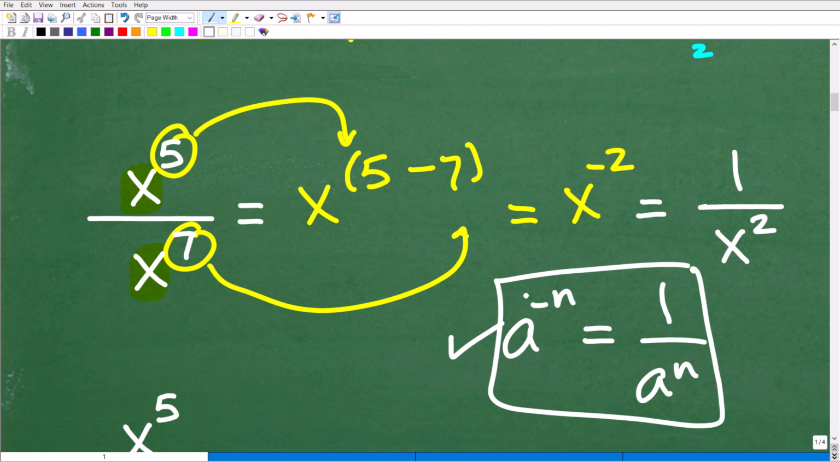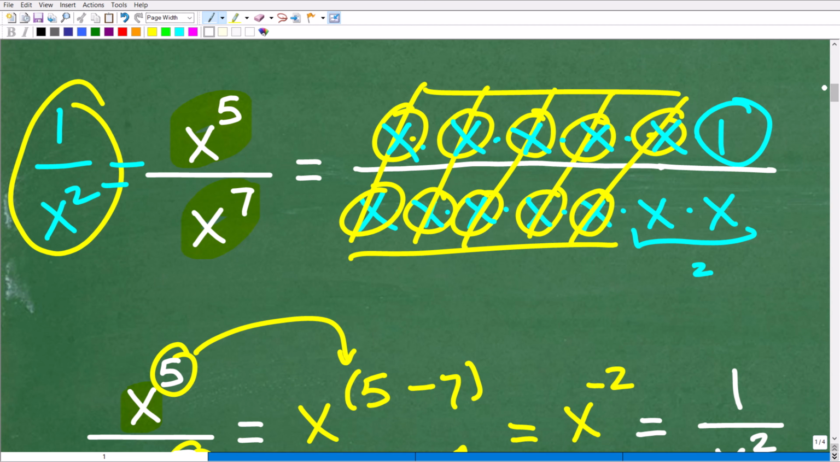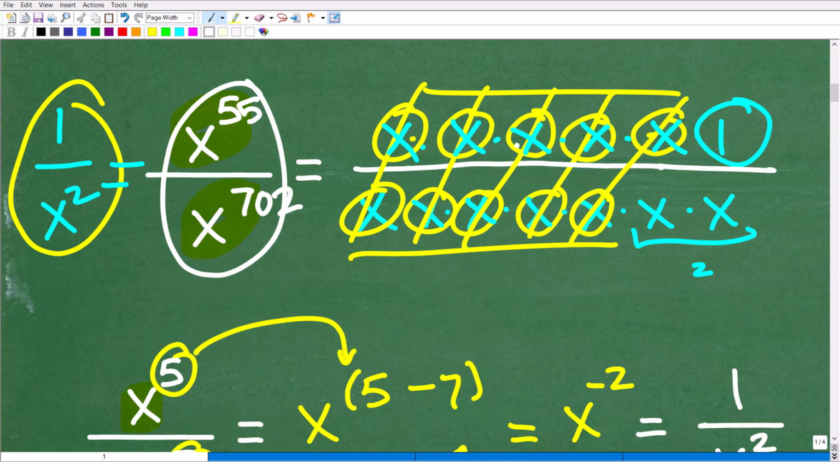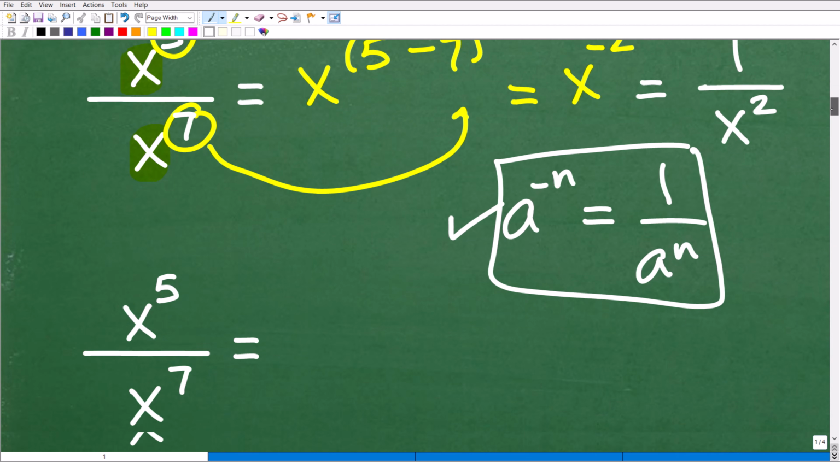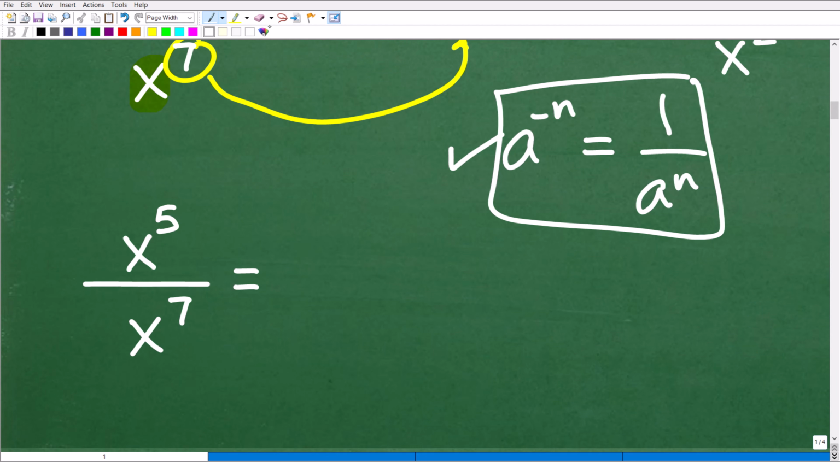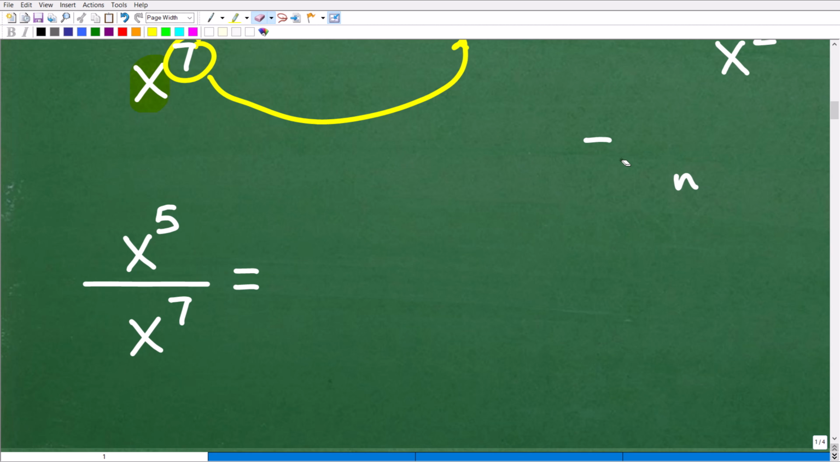Now, these properties that I'm going over are things you absolutely need to know in algebra. But just doing this problem, hopefully this first way to look at it is pretty easy. The problem here is that we're working with lower numbers, 5 and 7. If this was like 55 and this was 702, well, you don't want to write out a whole bunch of x's, right? You want to start subtracting these exponents. But there is a third way that you can think about doing this problem, and it's a bit of an offshoot of this last property.